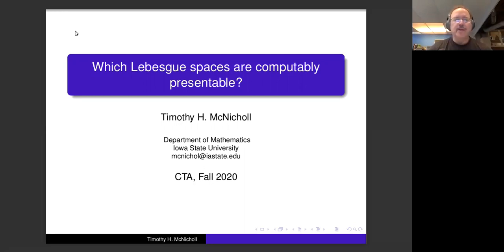But the central question I've been chasing remains. It's the question on this slide right here, trying to classify the Lebesgue spaces that are computably presentable. I'll get a little bit into this. I'll explain why there's an obvious answer to this question, and then we get a little bit further into this, and I'll try to explain why the obvious answer is probably wrong, or at least it's going to be very difficult to prove.